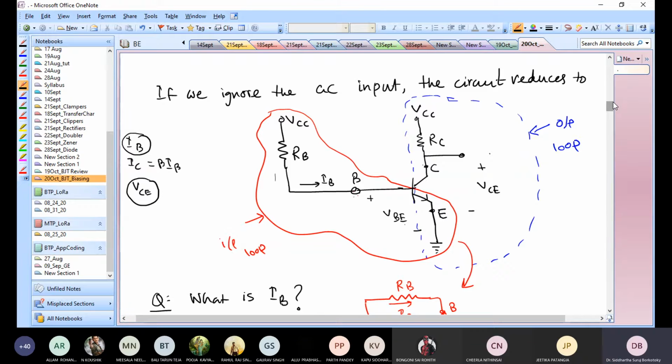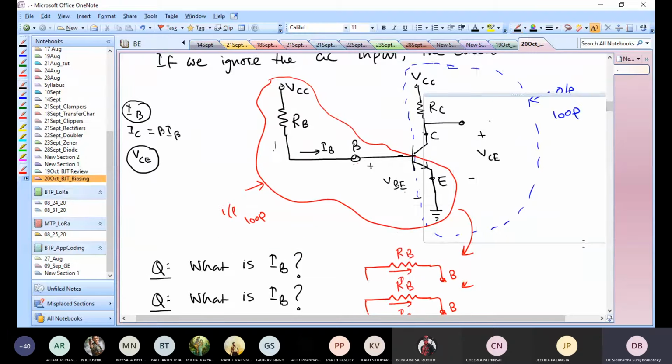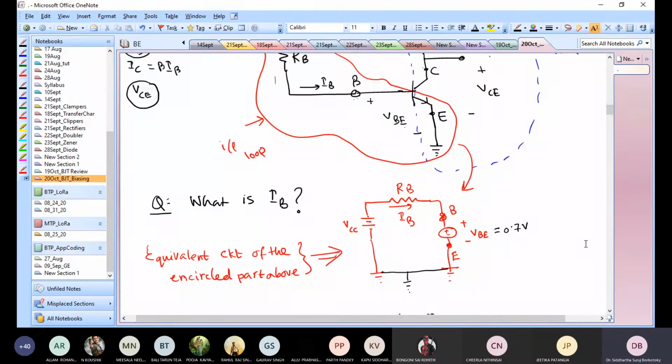So always in this analysis, the first step is this: remove the AC inputs, remove all the capacitors. Next, think about the input side of the circuit and the output side of the circuit. If you want, you can separate it out like this. Then the important step is to find IB. That is the most important thing. How did we find IB?